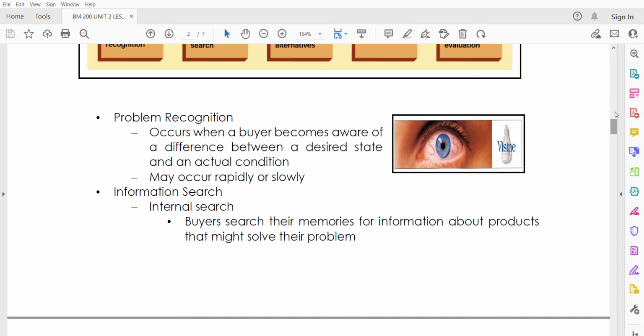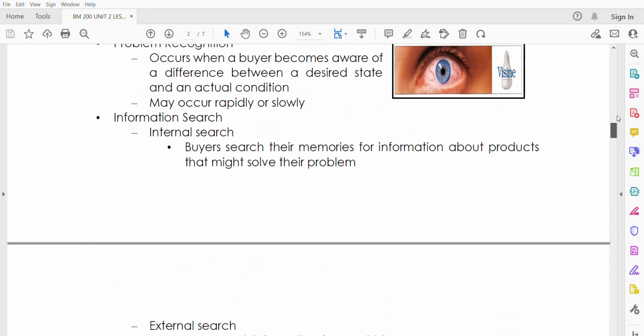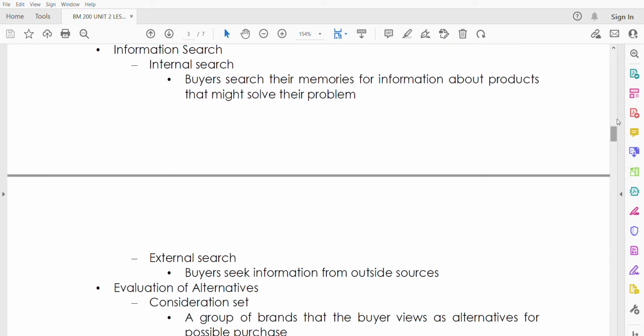You proceed to the next stage, which is information search. So there is internal search and external search. For internal search, buyers search their memories for information about products that might solve their problem. So you search in your own kanang stored memories of specific products or specific brands on products nga kinahanglan nimo, while external search, buyers seek information from outside sources. Dili lang kay imuhang stored information ang imuhang saligan.